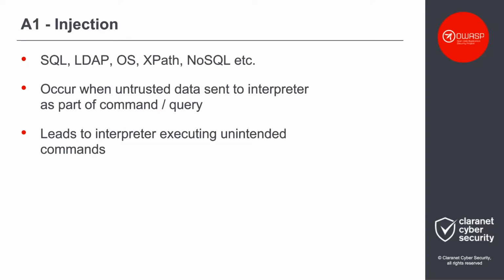And looking at a very high level, these vulnerabilities occur when untrusted user-controlled data is sent to an interpreter as part of a command and/or query. Now, this leads to the interpreter executing unintended commands and can lead to a lot of unintended consequences, such as the destruction of data, authentication bypass, the exfiltration of large amounts of potentially sensitive data, and so on.